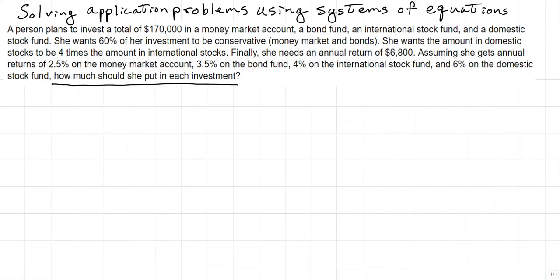So now we need to go back and look at everything that's in there. The first thing that you want to do is understand that we're going to invest a total of $170,000. But where are we going to invest that? Well, we're going to invest it in a money market account. We're going to invest it in a bond fund. We're going to invest it in an international stock fund. And we're going to invest it in a domestic stock fund.